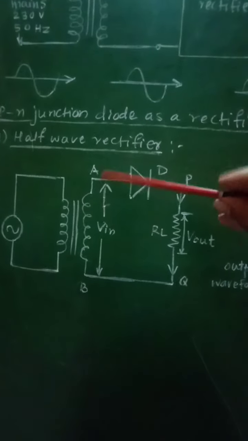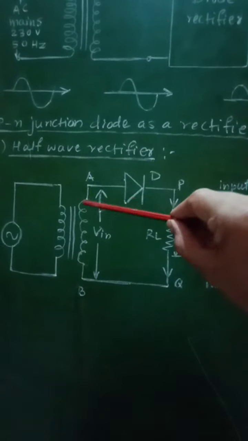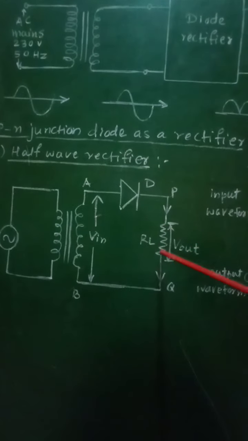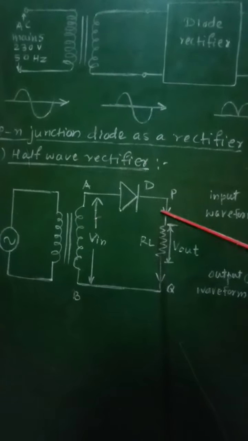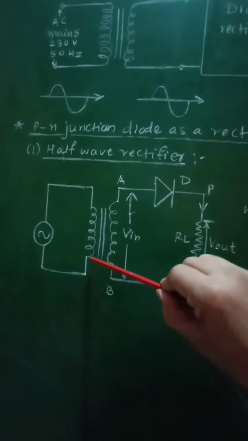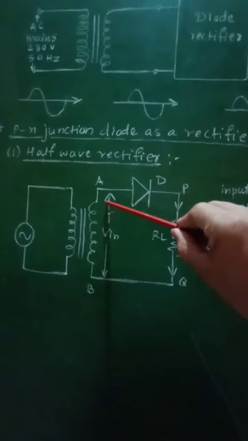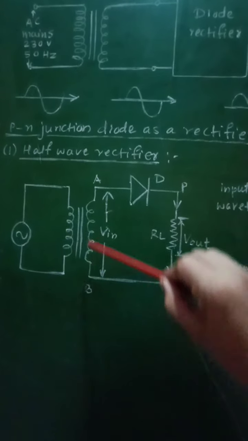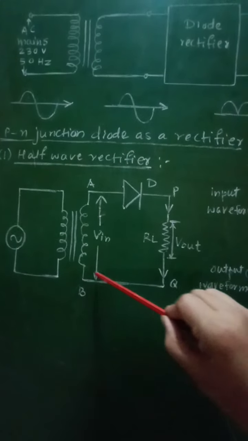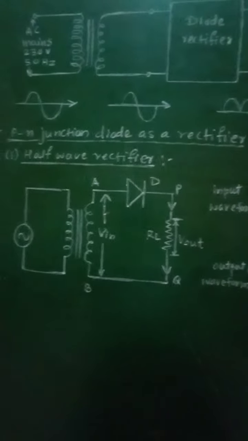Then, due to this diode, that AC input will get converted into DC, and the DC voltage will be obtained across this load resistance RL. So in this case, the two terminals of the primary will be connected to the input AC source. Then between the two terminals of the secondary, a diode and a load resistance RL will be connected in series. So this will be the simple circuit.